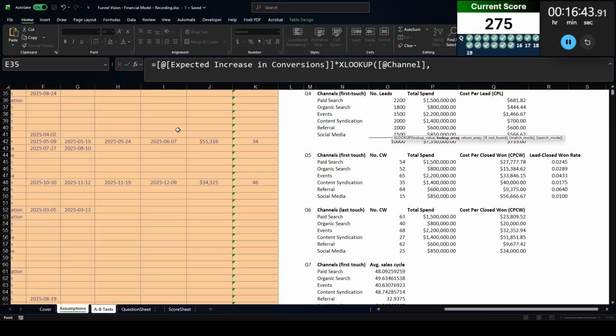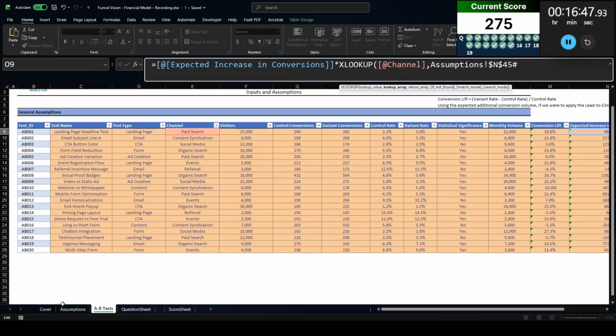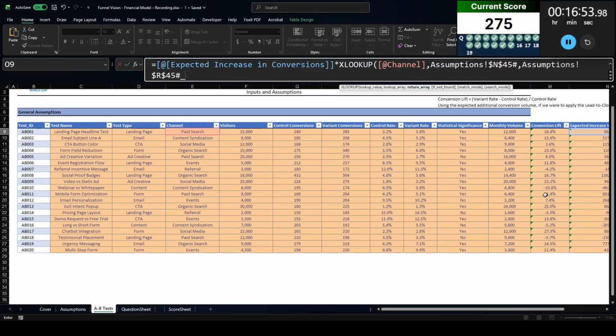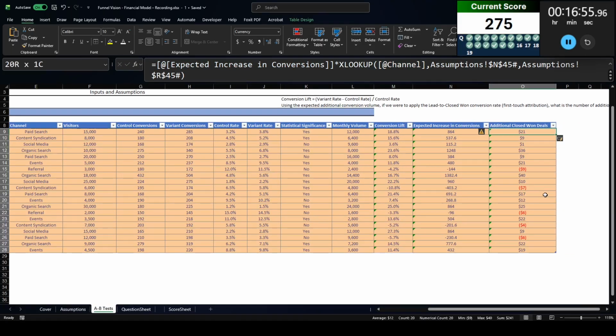Let's go back to our other sheet. The channels are listed there. I'm going to lock that. And then we are going to return this lead one close rate and also lock that. These should be numbers there. So that's the number of additional closed one deals.